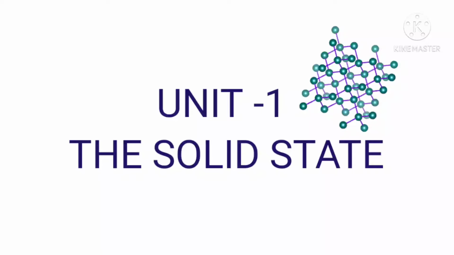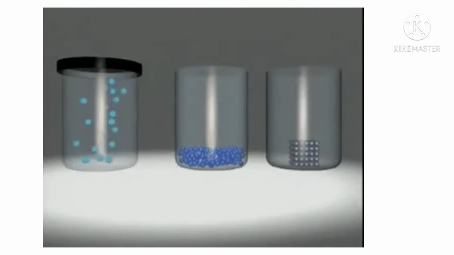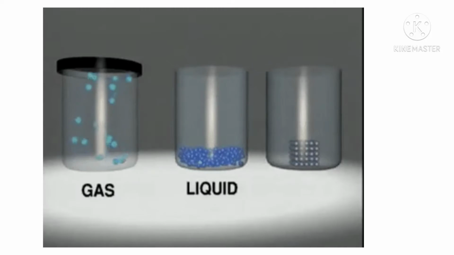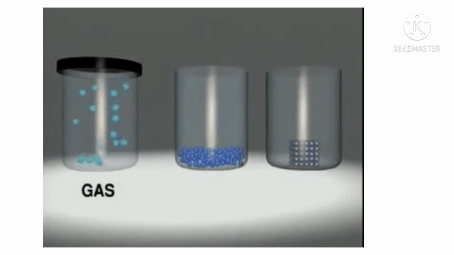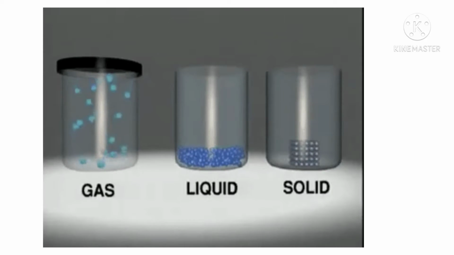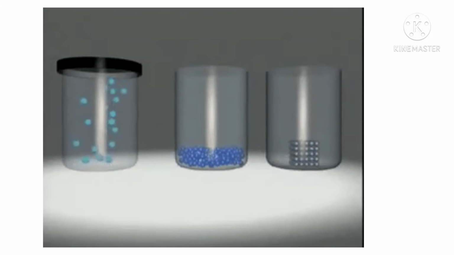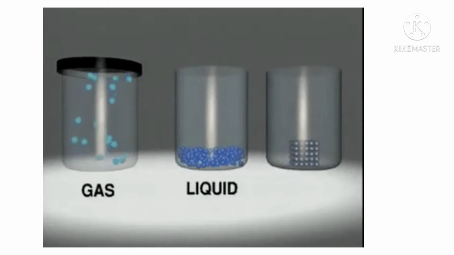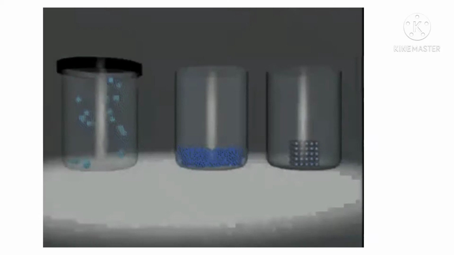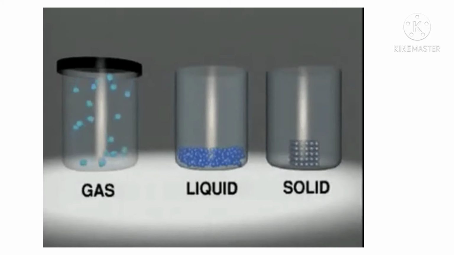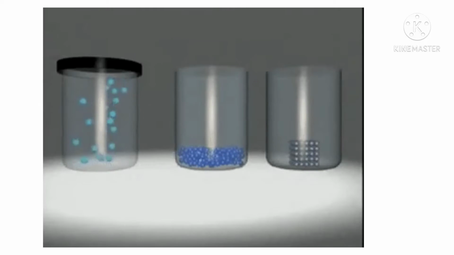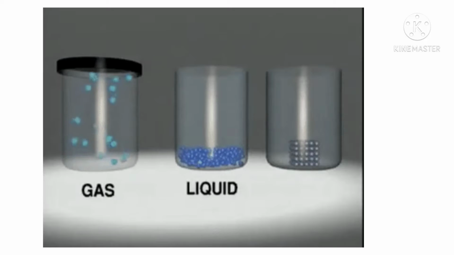In your previous class, you have learnt about three major states of matter. What are they? Gas, liquid and solid. Among these, liquid and gases are called fluids because of their ability to flow, but solid cannot flow. The reason for that, particles in solid are not free to move in available space. This property you have already learned in your previous class.